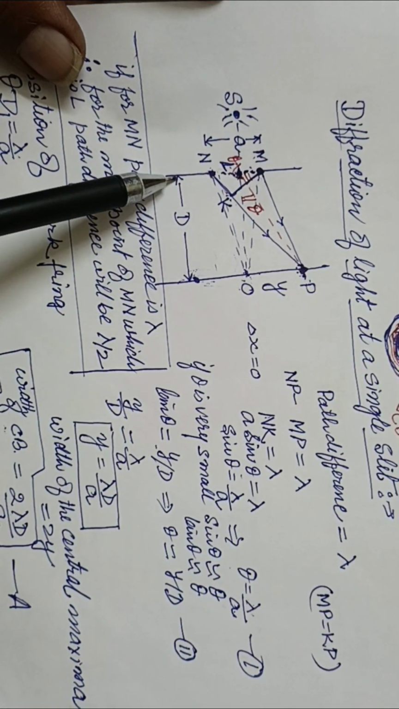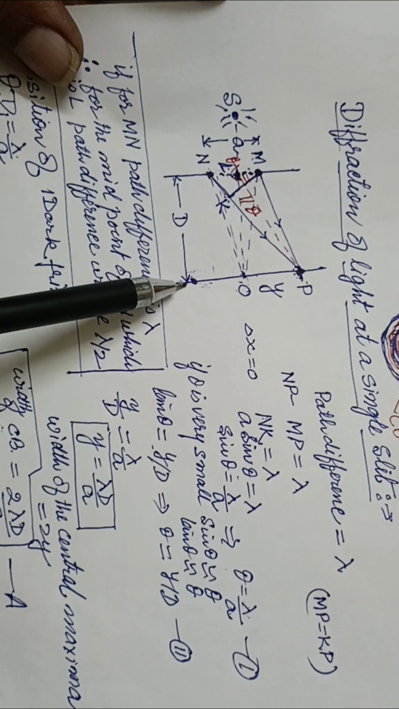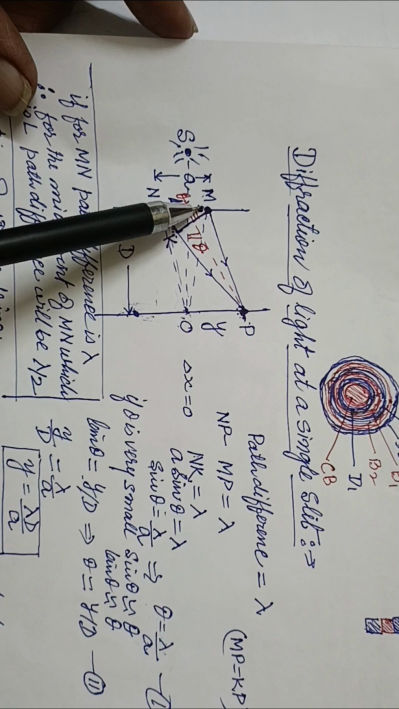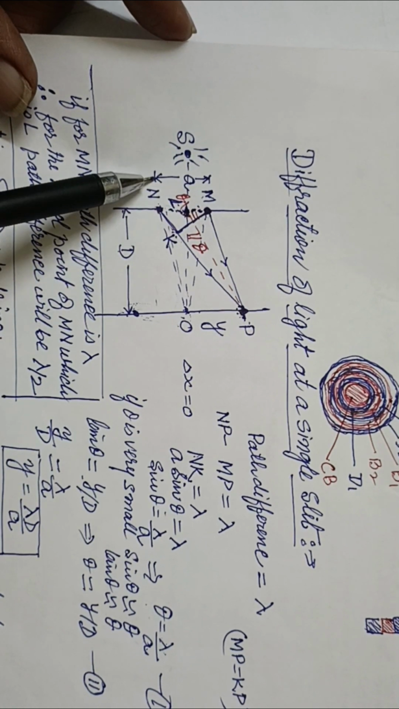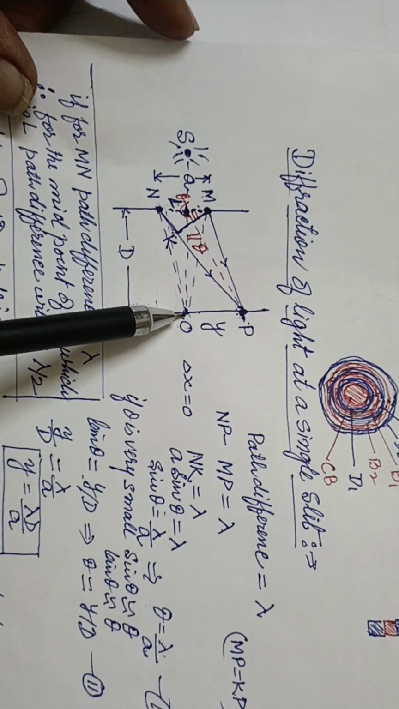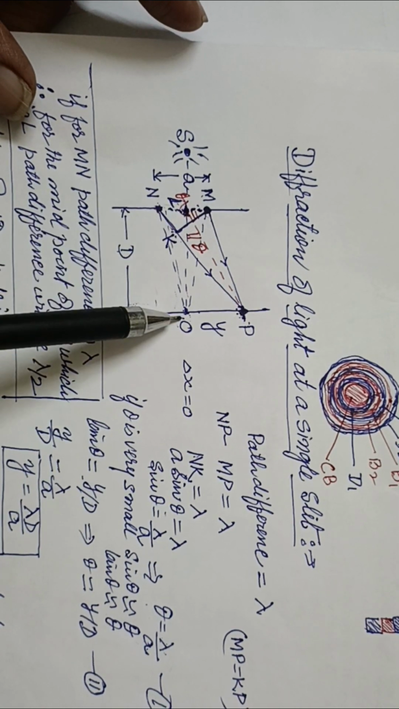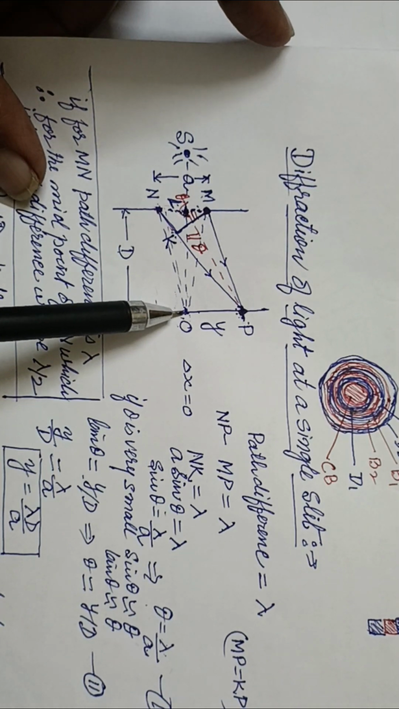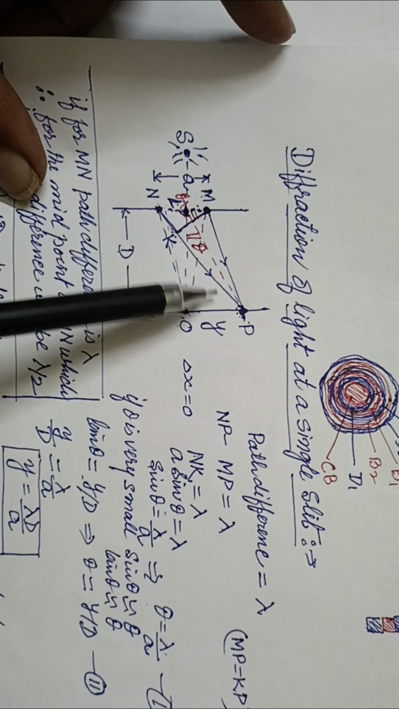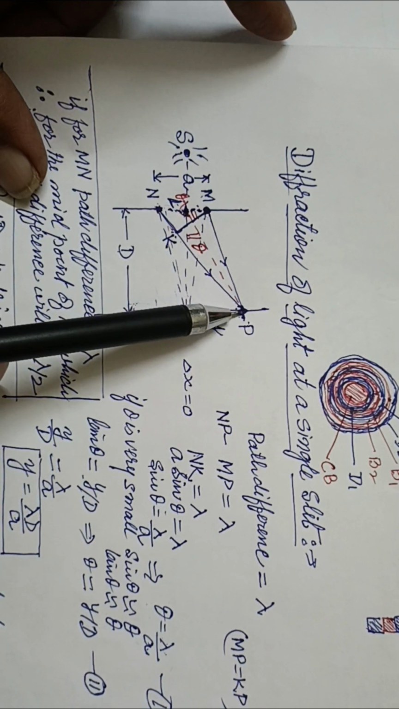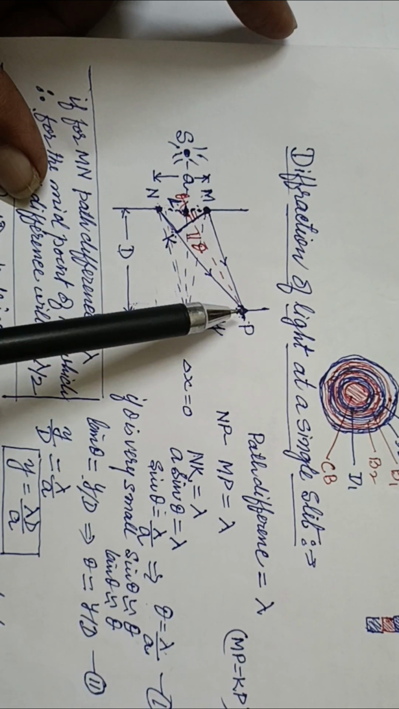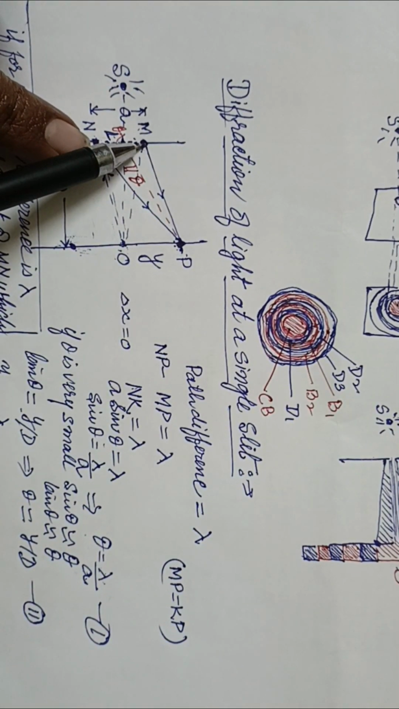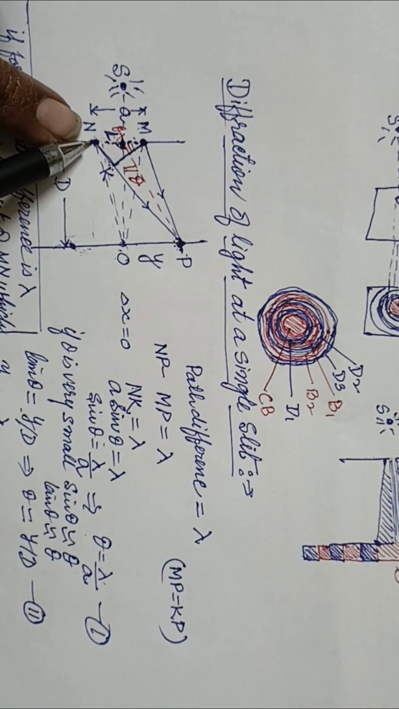From here you start getting dark and bright fringes in this way. The distance between the slit and the screen is capital D. The width of the slit is small a, and this is the center where the waves from these two sources reach the same place. So there is a bright patch there, and due to diffraction this brightness spreads between this point and this point.